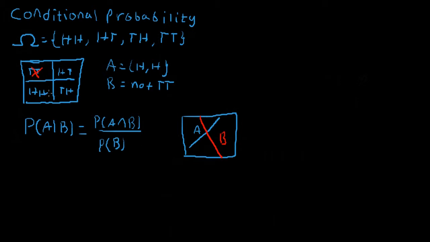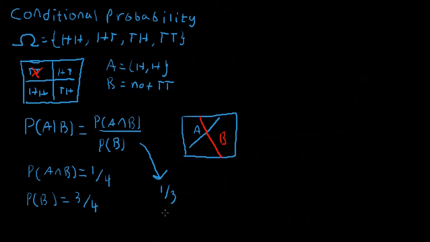So in our example up here, the probability of A intersect B is only this event, so it's 1/4. And then what's the probability of B? The probability of B, well, not tails, tails means I could have been here, I could have been here, I could have been here. That's equal to 3/4. So plug these in over here, and we get 1/3. Jives with our intuitive answer.